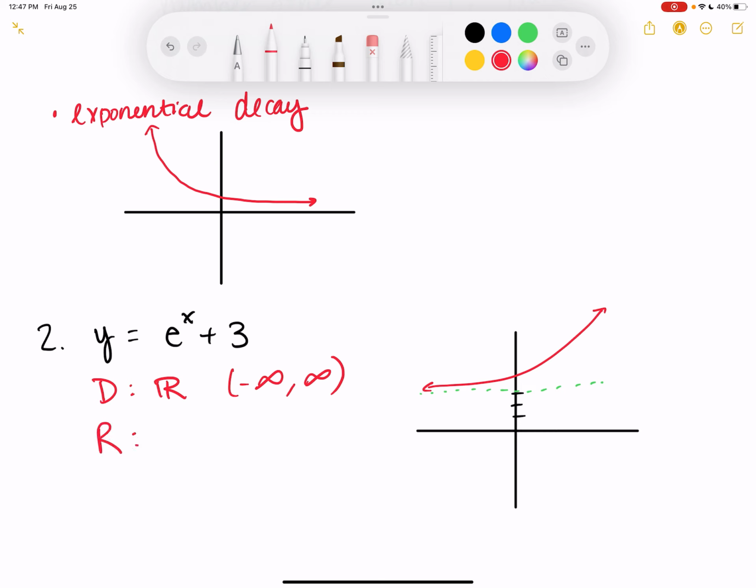So then range, I think you said it. Somebody said it. Is it parentheses 3 or bracket 3? Parentheses. So we have an asymptote there. Okay. Parentheses 3.